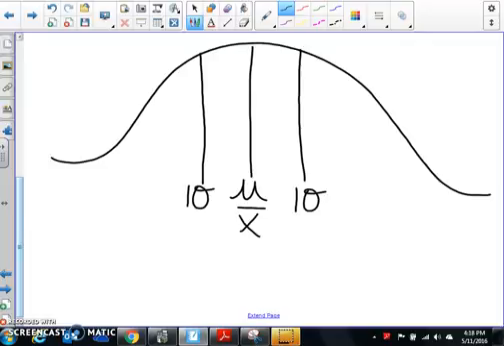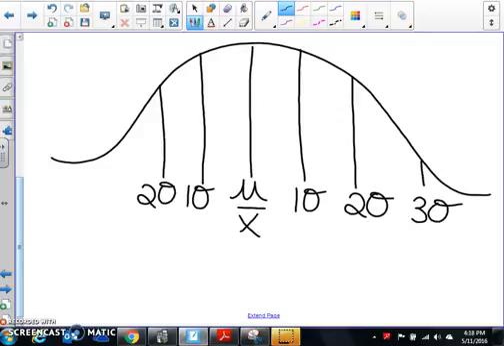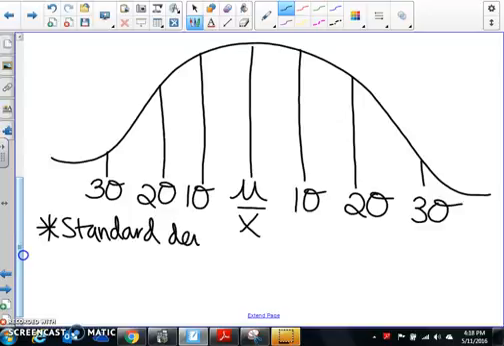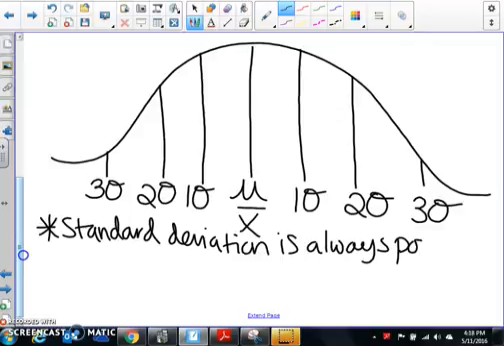Then there's also two standard deviations. So we go both ways. Over here, one, and over here, one. So now we have two standard deviations. And then the furthest they will take you is 3 deviations. Once again, though, the biggie here is standard deviation is always positive. That's huge. It's always positive.